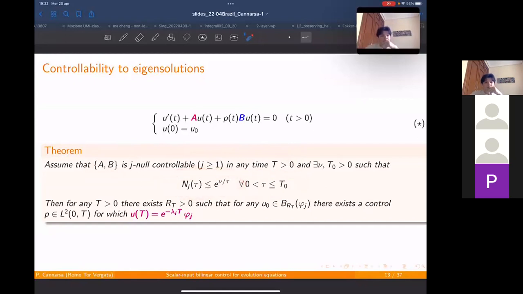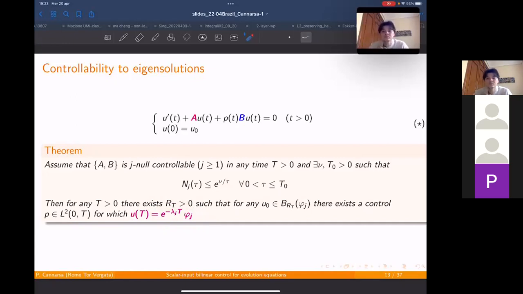Under this assumption, general controllability and an estimate on the control cost, your nonlinear system is locally controllable to the evolution of the J-th eigenfunction. More precisely, for any capital T, you can find a neighborhood of phi J of radius R of T, sufficiently small, such that for any initial condition in such a neighborhood, you can find a control P steering the system to this eigensolution in time capital T. So this is the result, controllability to eigensolutions.